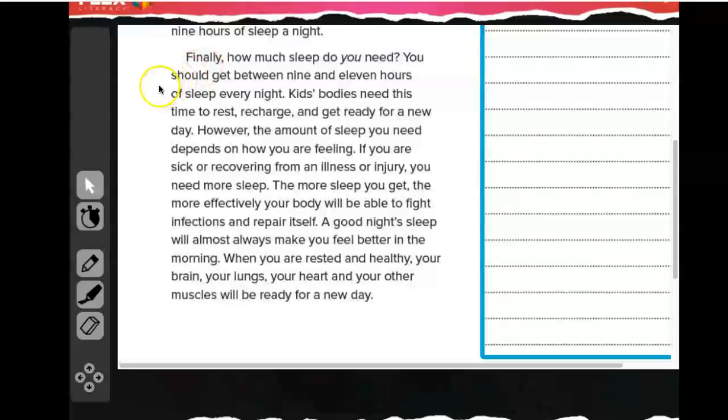Finally, how much sleep do you need? You should get between 9 and 11 hours of sleep every night. Kids' bodies need this time to rest, recharge, and get ready for a new day. However, the amount of sleep you need depends on how you are feeling. If you are sick or recovering from an illness or injury, you need more sleep. The more sleep you get, the more effectively your body will be able to fight infections and repair itself. A good night's sleep will almost always make you feel better in the morning. When you're rested and healthy, your brain, your lungs, your heart, and your other muscles will be ready for a new day.